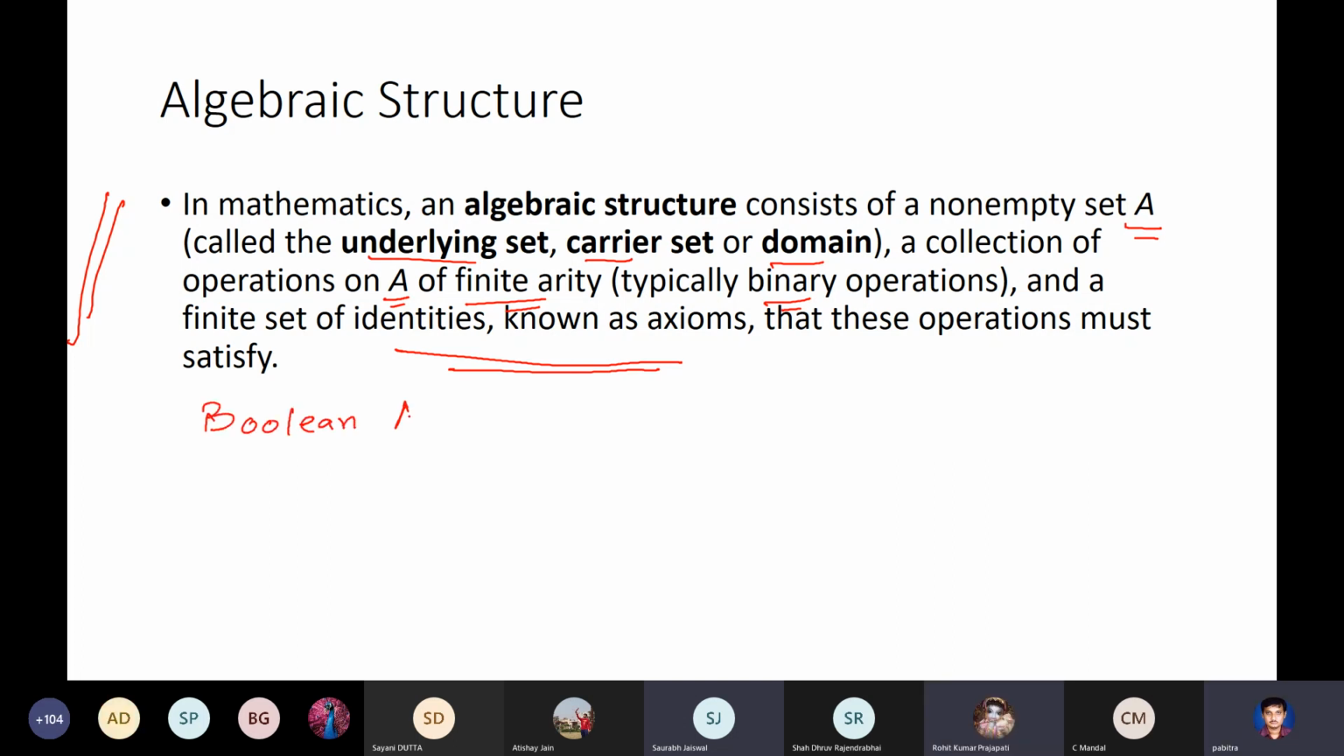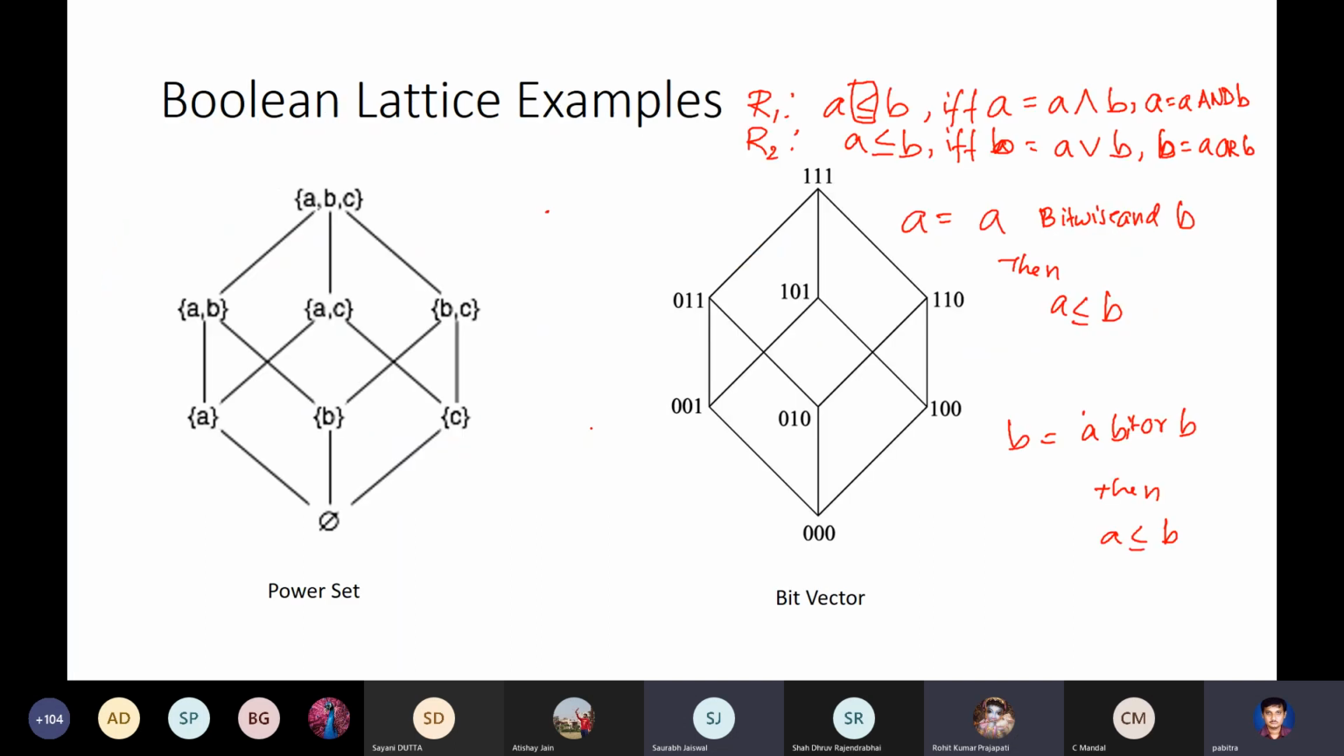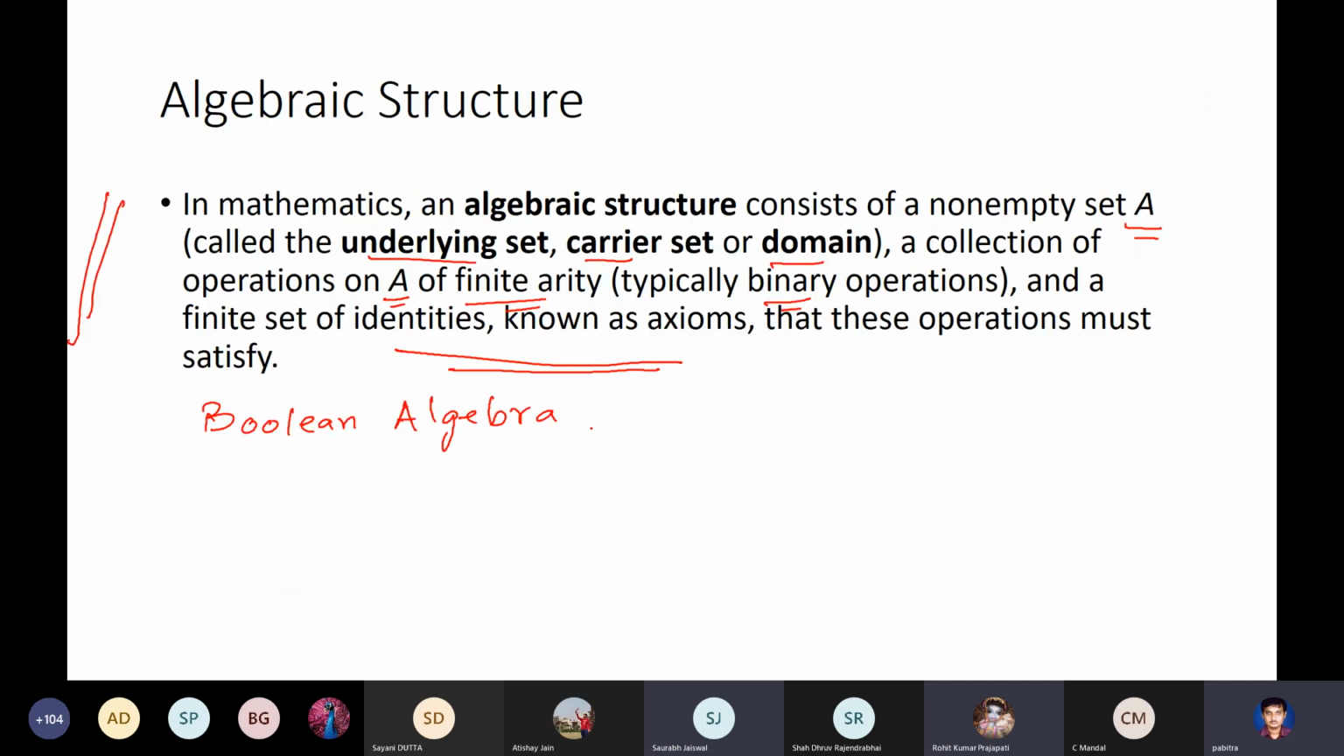And these two are equivalent definitions. These are just two ways of defining the same thing. One is by means of lattice and one is by means of set operation axioms. So can you tell me, in this definition of Boolean lattice, if we call the corresponding algebraic structure Boolean algebra, what is the set?